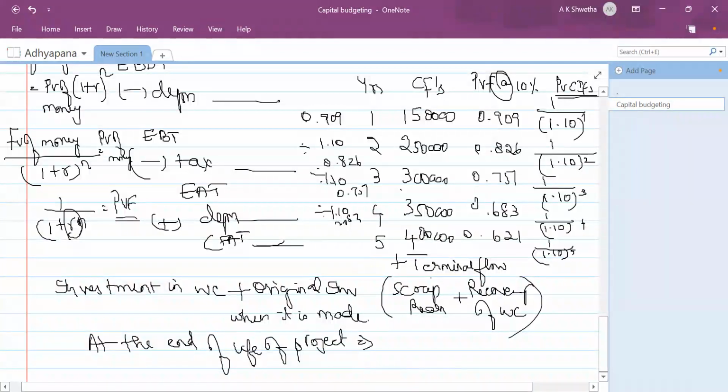So in the 5th year, as part of cash flows, it is not just the cash flows which is recovered in terms of revenue made by the organization. It will also include the scrap realized because of disposing the machinery and will also include recovery of working capital.